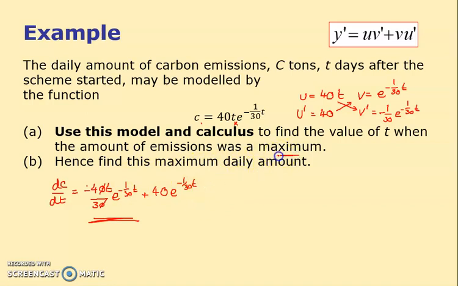So it says there is a maximum. So that implies we know max when dc by dt equals 0. So all this little lot is equal to 0. This is why sometimes it's useful to take out this as a common factor. So I shall do it now. Take out that as a common factor.